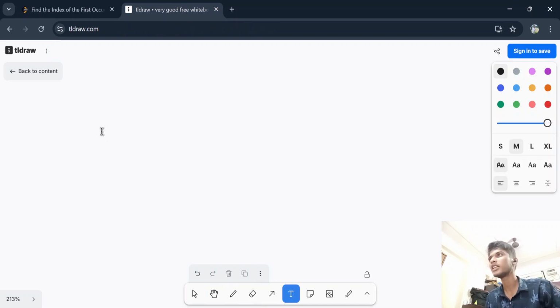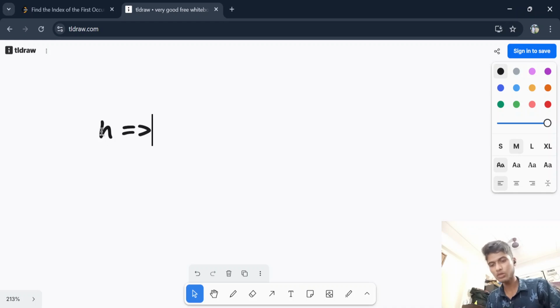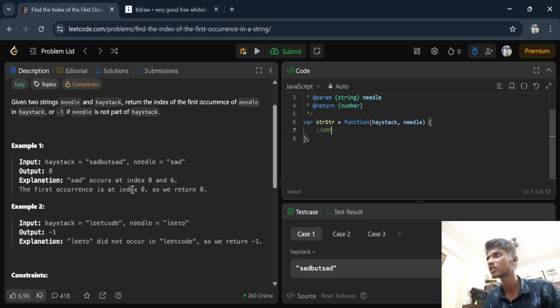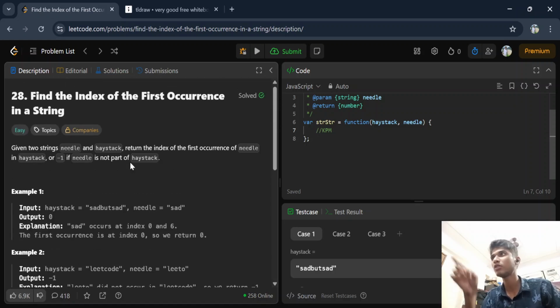So I'm taking a haystack string. Let me tell you the question first. Haystack is "sadbutsad", and needle is "sad". You have to search this needle inside the haystack. Is the haystack containing the needle? So yes, it is containing "sad", and it is starting from the 0th index. Though it is containing two "sad", the first "sad" is starting from the 0th index, and you have to return the first occurrence. So the first occurrence is 0.